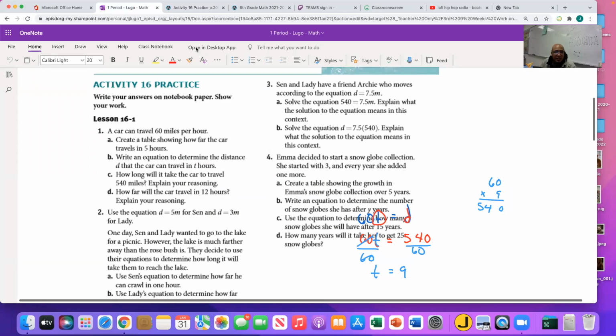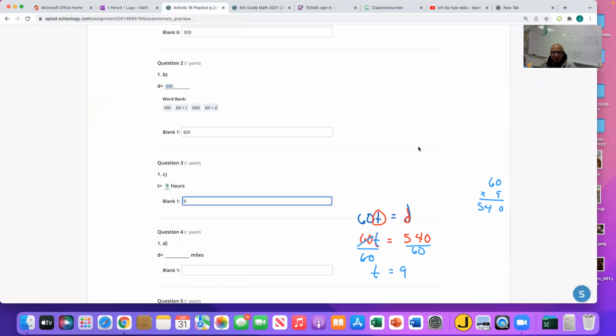Use the formula that we just came up with, the equation that we just came up with. How far will it travel in 12 hours? So this time, instead of solving for time, I can use the same formula. 60, let's use a different color. 60 times whatever your time is going to equal a certain distance. Well, our time now is 12. So I can do 60 times the time, which is 12, will equal a certain distance. Well, 60 times 12 should be, I can't think right now, 72.